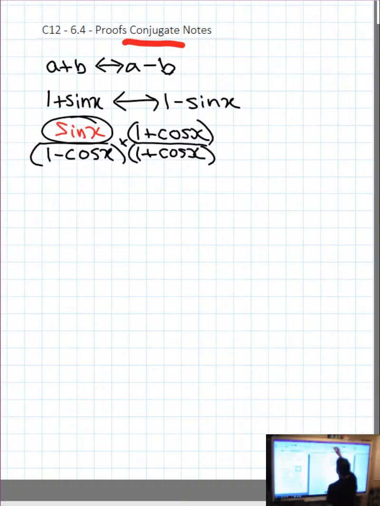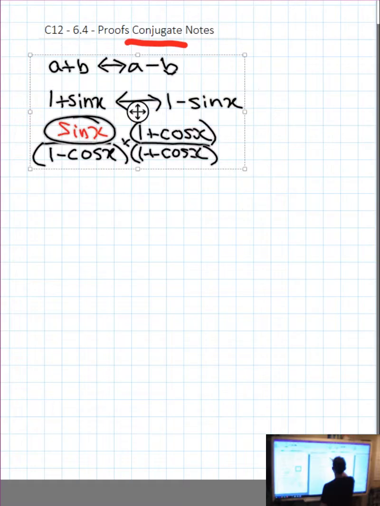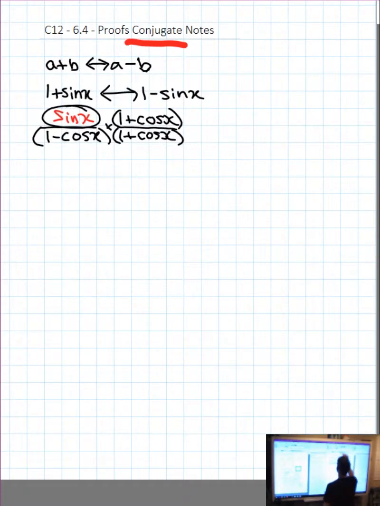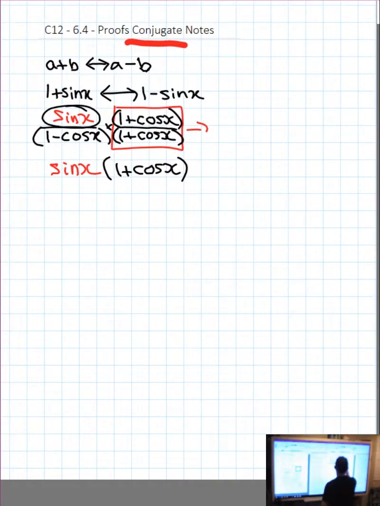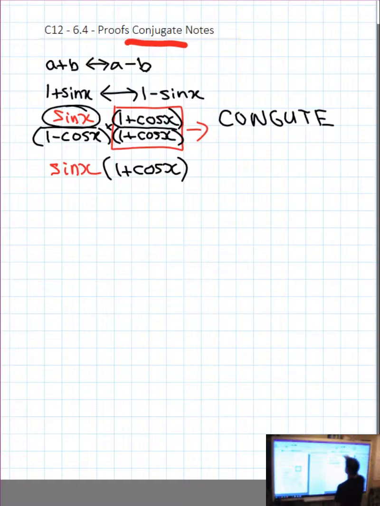So I have to shrink this down a tad so I can do a step off to the right. So on the top in red, I'm going to skip a line. I rarely do, but we have sine x. And beside it on the top, we have 1 plus cos x. Excuse me, back a second. I'm really just going to put a box around this and call this what it is. The conjugate, as we have been discussing.